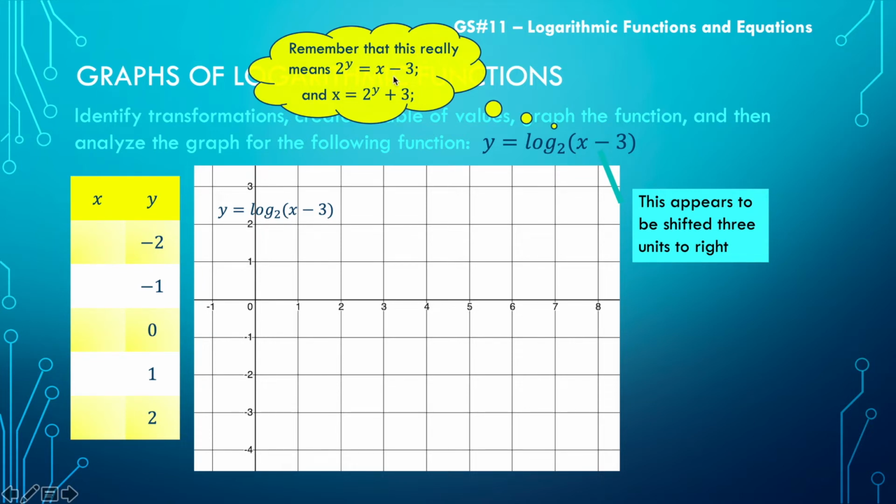So we're going to use this equation, x equals 2 to the y plus 3, and substitute in negative 2 for the y. So 2 to the negative 2 is 1/4, plus 3 is 3 1/4, otherwise known as 13/4. 2 to the negative 1 is 1/2, plus 3 is 3 1/2, otherwise known as 7/2. 2 to the 0 is 1, add that to 3, we get 4. 2 to the first is 2, plus 3 is 5, and 2 squared is 4, plus 3 is 7. So we have a nice table of values that we can use to plot some points.